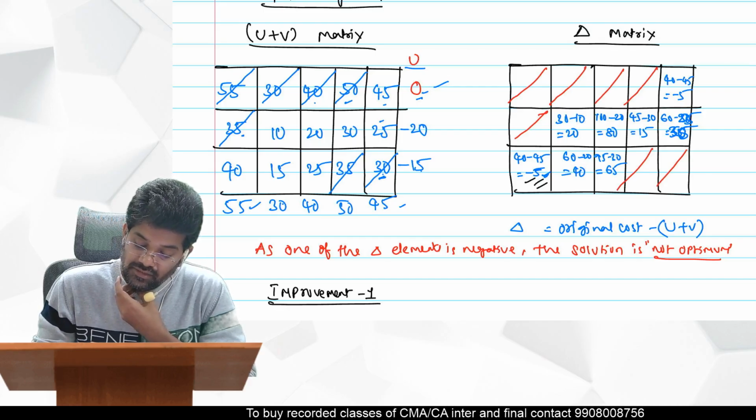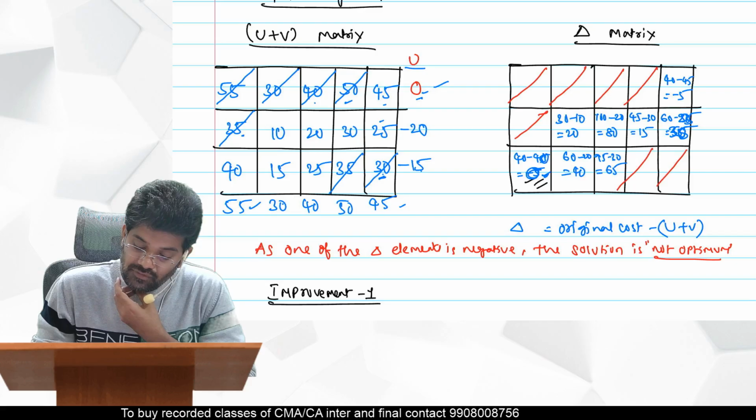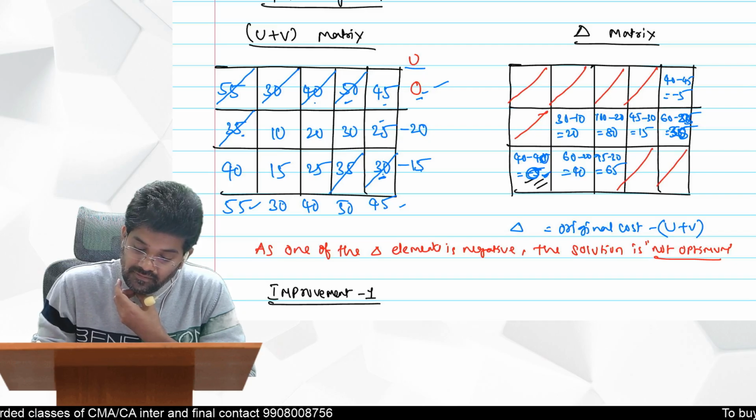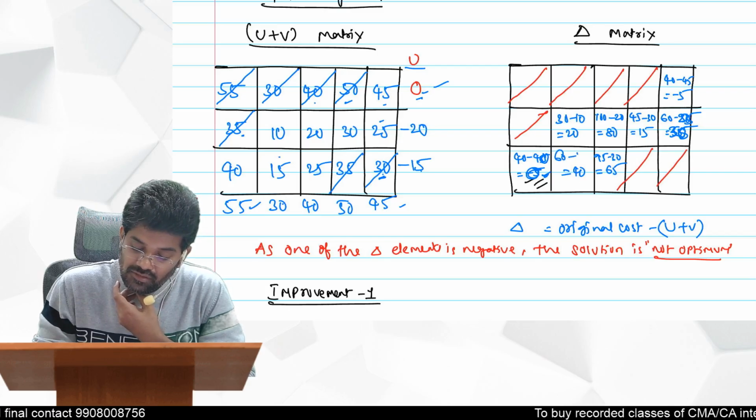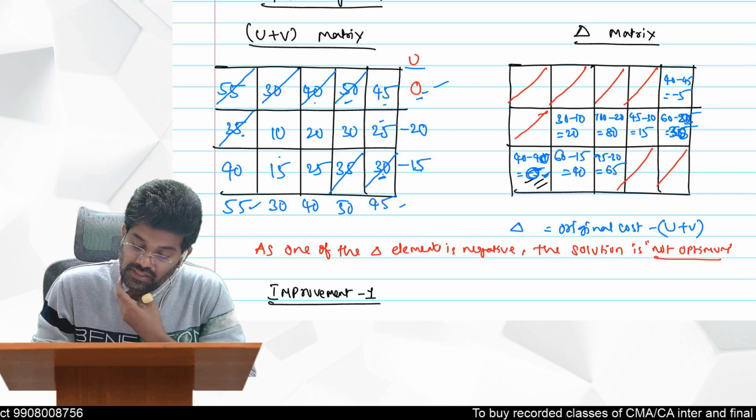Next, 40 minus 40 is 0 only. This is 0 because 40. 60 minus 15 this is. 60 is the original cost minus 15. This one is positive only.